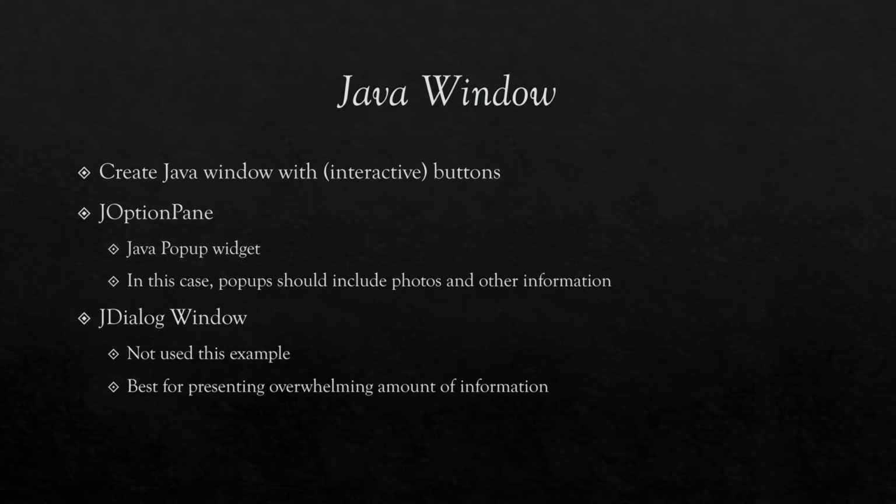I had to create a Java window with interactive buttons. So you see throughout the code JOptionPane, and it is a Java pop-up widget. So it's a pop-up window. In that pop-up window, I had to, of course, include photos and other information about the cartographers. So a JDialog window is similar to a JOptionPane, but it's best used if you have a lot of information that you want to put into one pop-up window, which is not something I wanted for this homework assignment, so I did not use a JDialog window.